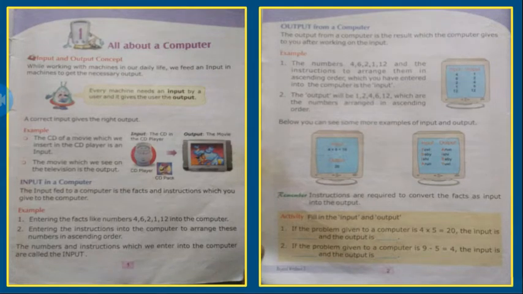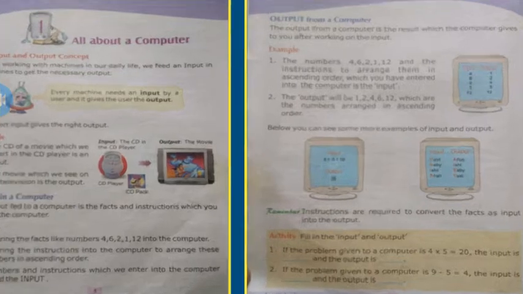The input fed to a computer is the fact and instruction which you give to a computer. Students, I will explain the example on the next page. And output. What is output? The output from a computer is the result which the computer gives to you after working.